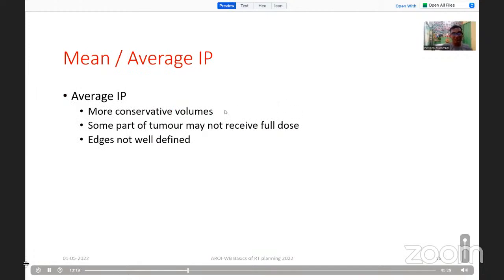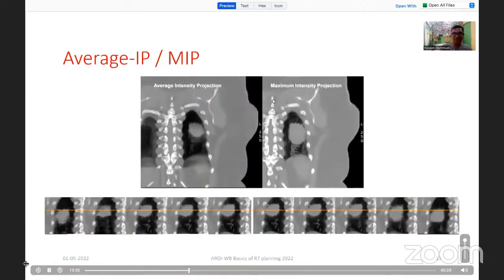The other way of doing the contouring is by using the average intensity projection. It gives you conservative volumes, but what happens with AIP as compared to the MIP is that the borders are slightly blurred, and also it is not as comprehensive as your MIP. So you might be underdosing the tumor in some part, some phases of this.